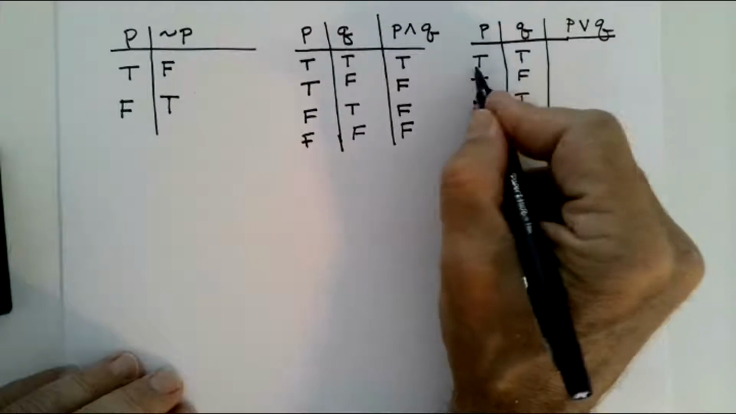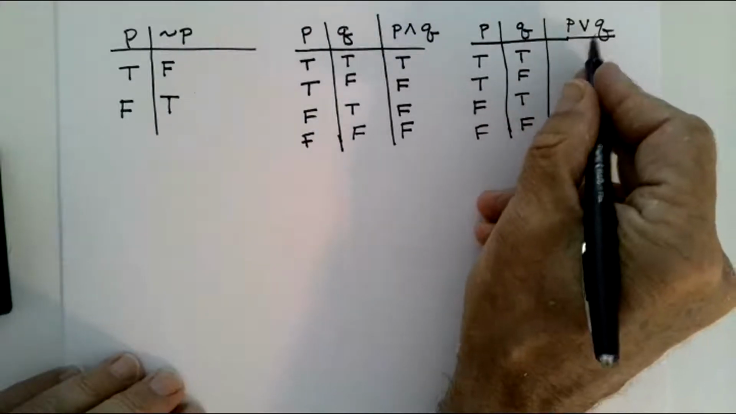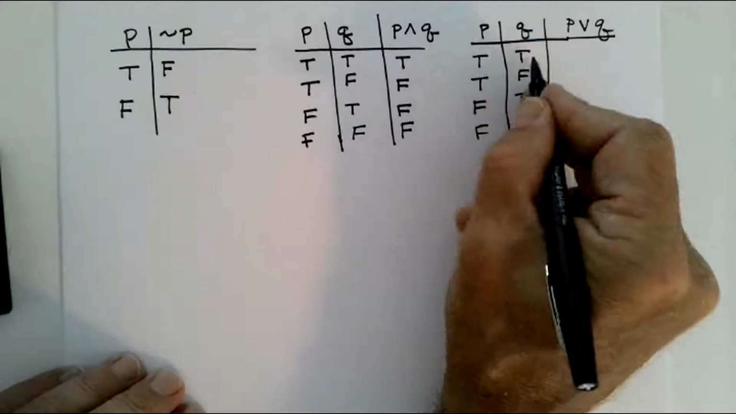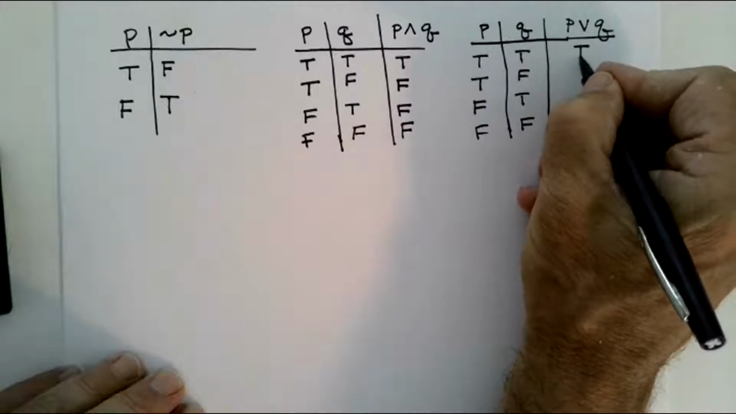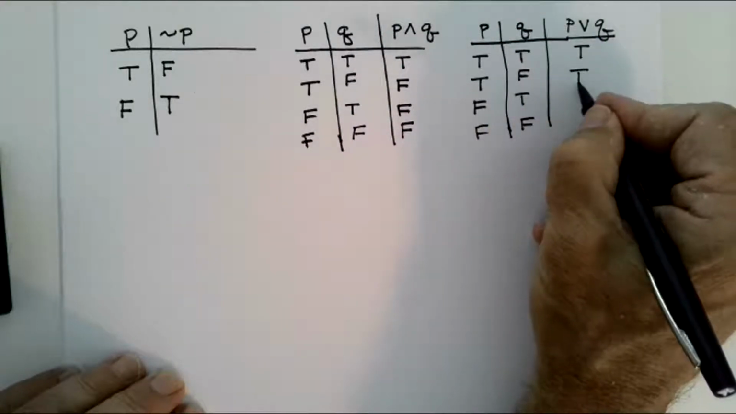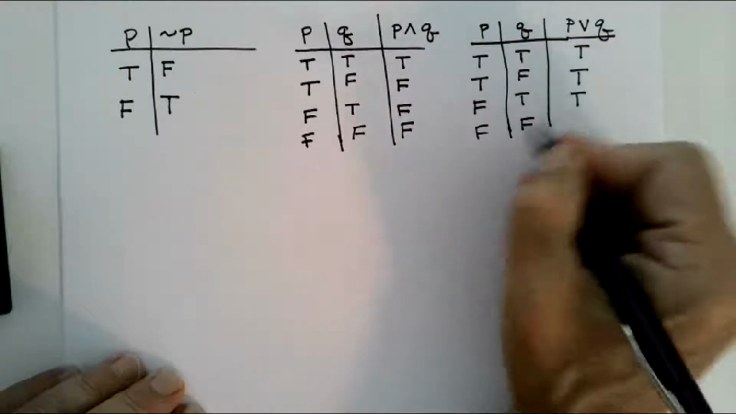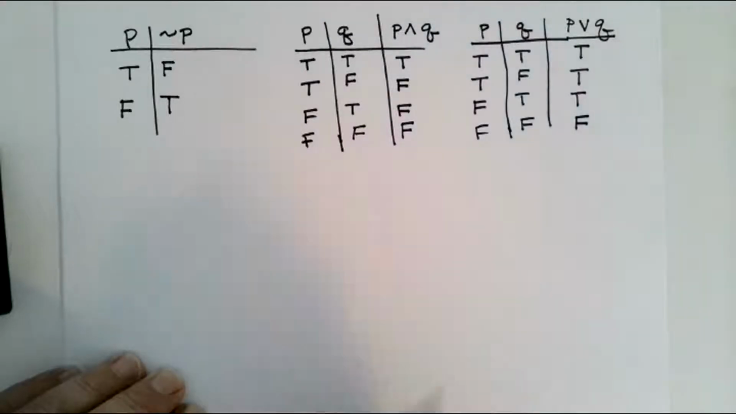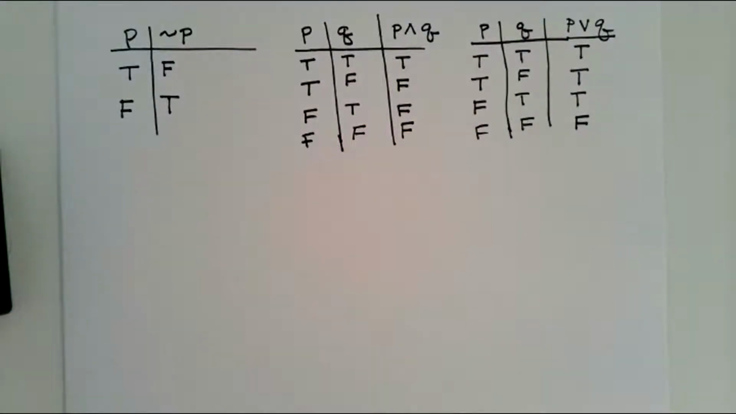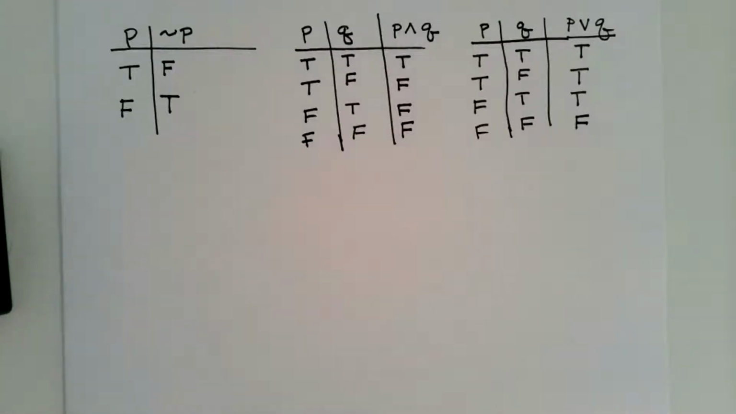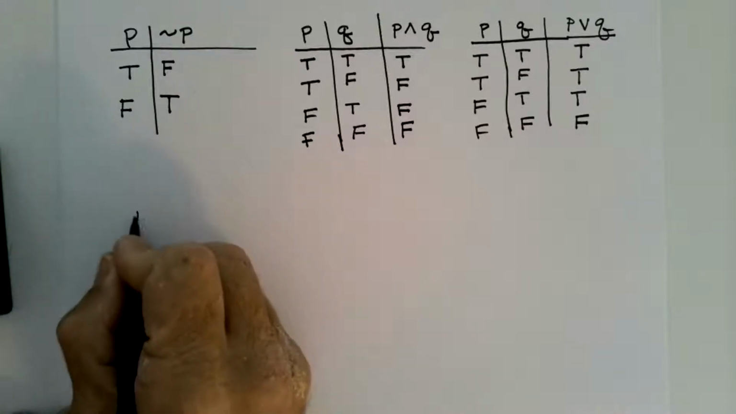True, true is at least one of them true. Remember, an or statement is true if at least one of them is true. True, true, certainly at least one of them is true. True, false, at least one of them is true. False, true, at least one of them is true. False, false, no. And remember, or in mathematics means one or the other or both. So, we can look at various things to try to establish their truth value.